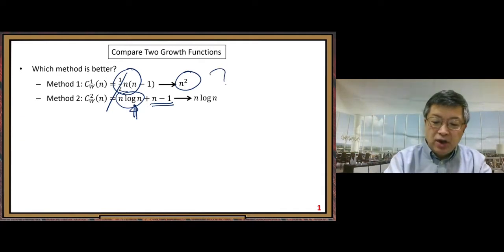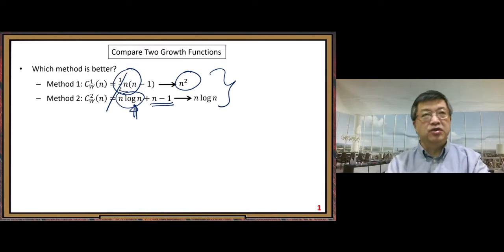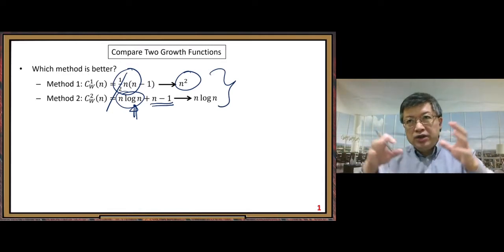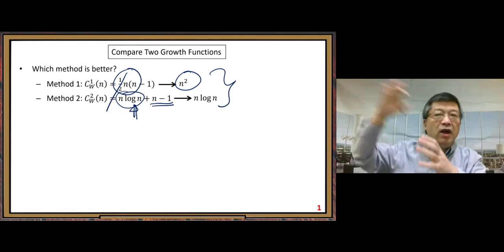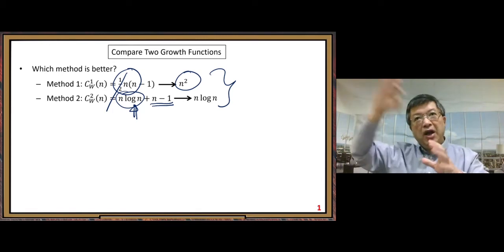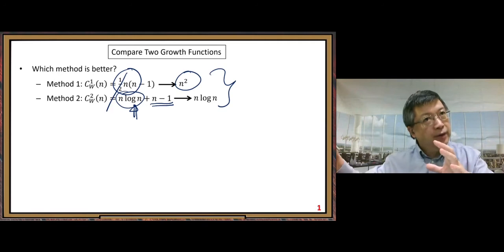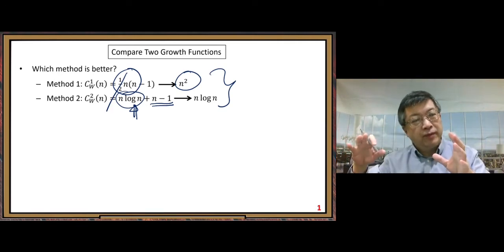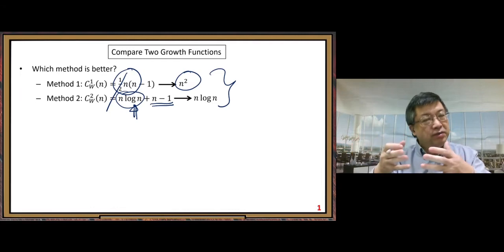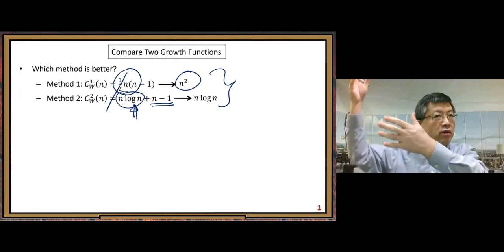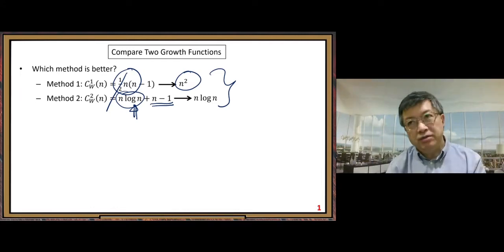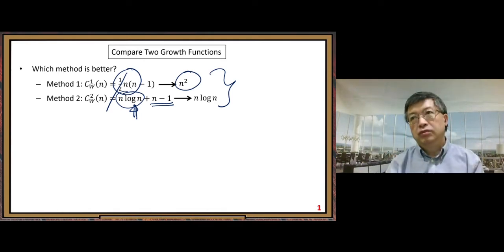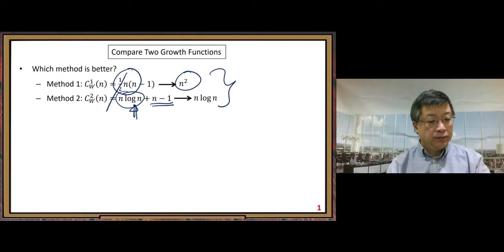Now we just need to compare these two functions. Which one is increasing faster? Increasing faster means the algorithm is slower, right? Yes, the algorithm is slower, because you need to do more comparisons. The more comparisons you do, the slower you are.